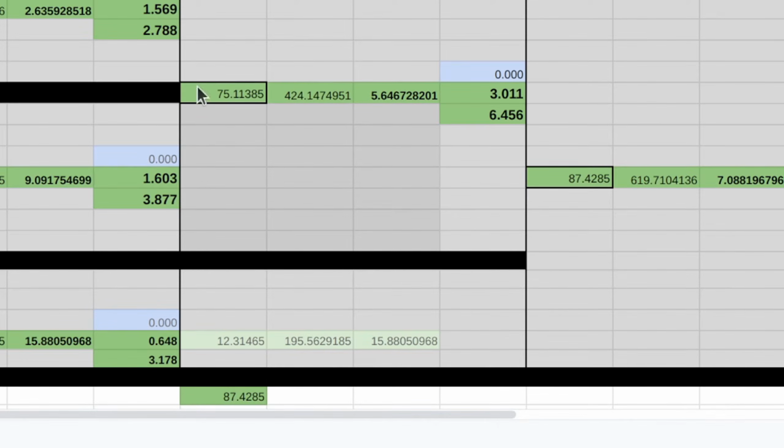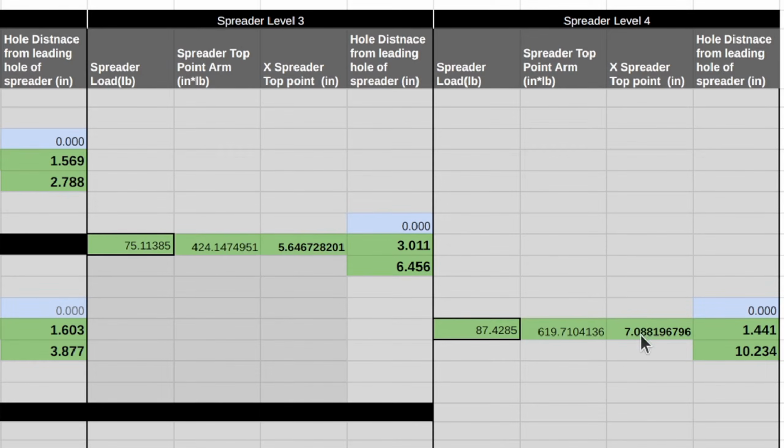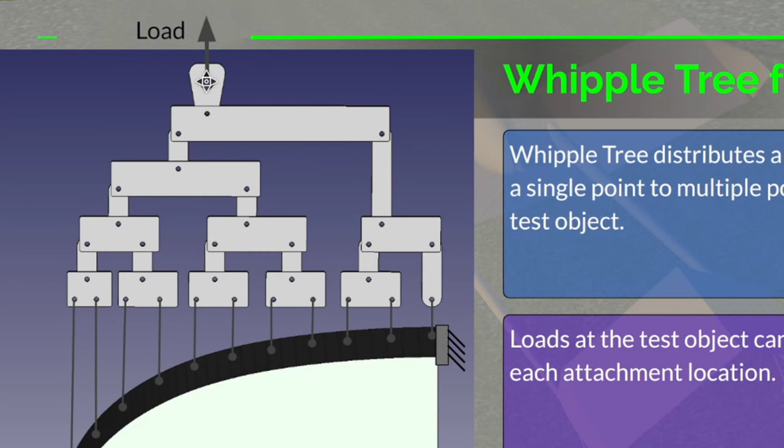So I did a little quick sanity check to make sure I didn't have any mistakes in my formulas. So that all adds up. And then one more quick sanity check. This location here, 7 inches from the leading edge, which is that top hole. So this hole right here should be 7 inches back from the leading edge. So let's do a quick think on how close that is to being correct.